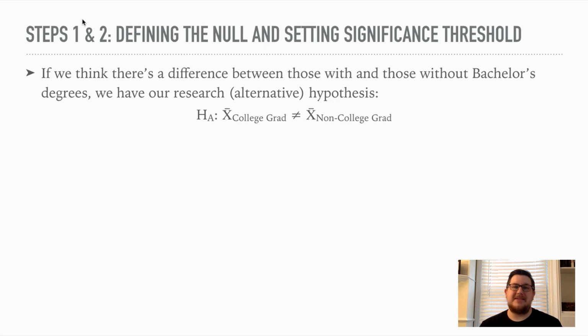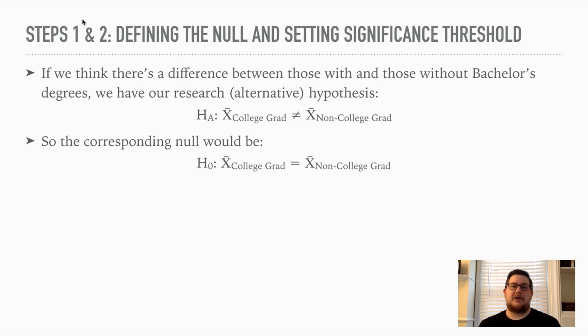And that is that the mean trans feeling thermometer for those with a college degree and those without a college degree will be different, okay? They are not equal to one another. So, of course, the corresponding null is, in fact, that the difference between them is 0, that they are equal. Okay, so that's our null hypothesis.